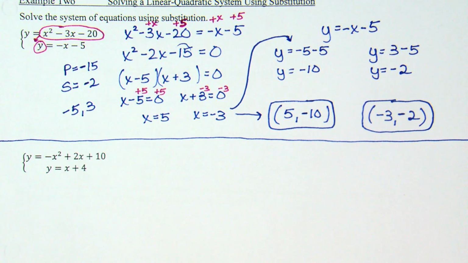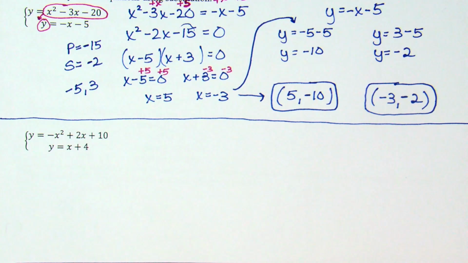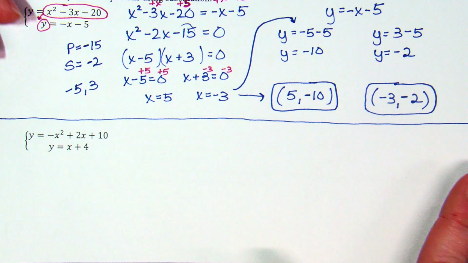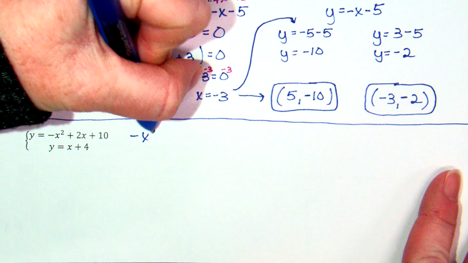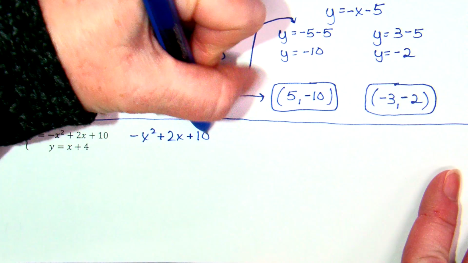Okay. Have you guys started the next example? y equals negative x squared plus 2x plus 10 and y equals x plus 4. What's my plan? Yeah, both equations equal y, so we're basically going to set them equal to each other. Negative x squared plus 2x plus 10 equals x plus 4.